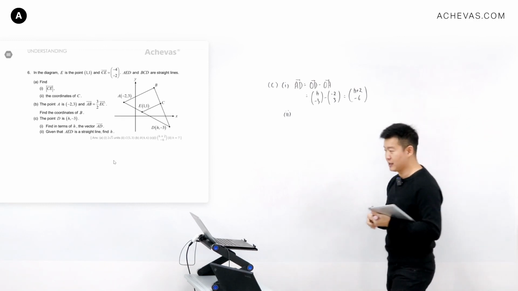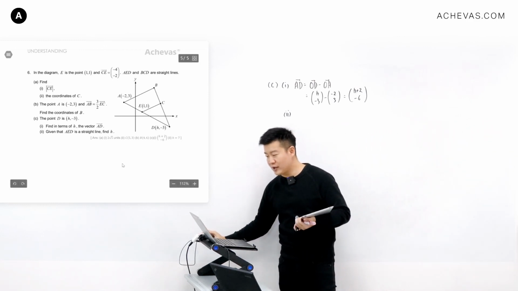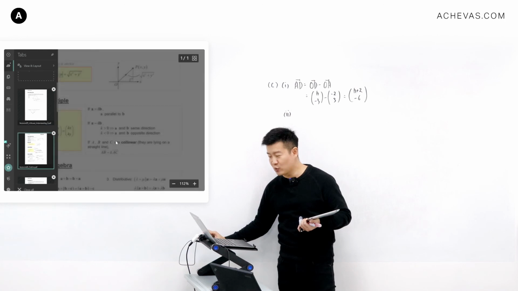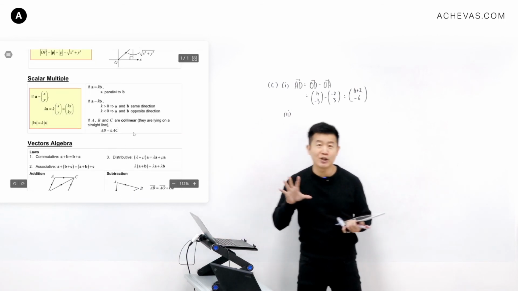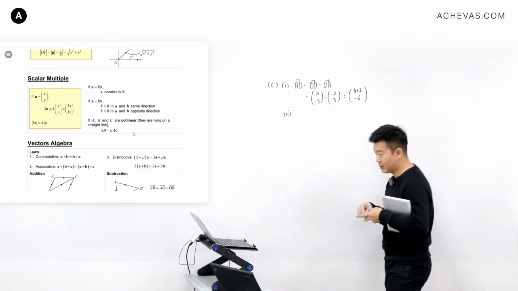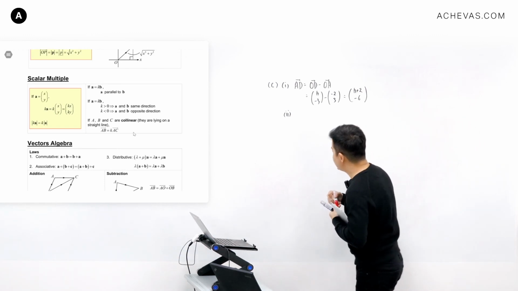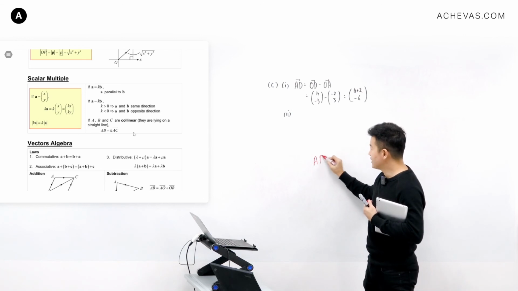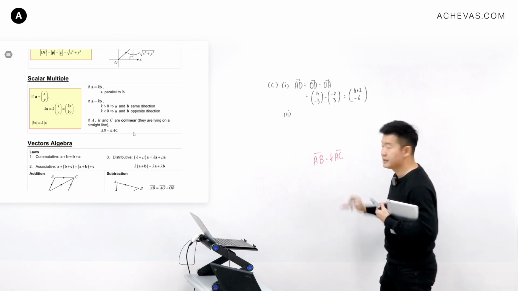AED is a straight line, which means that point A, point E, point D lie on the same straight line. This brings us back to what we skipped just now, the idea of collinearity. When 3 points are collinear, for example A, B, C lie on the same straight line, we can say that AB is equal to kAC.